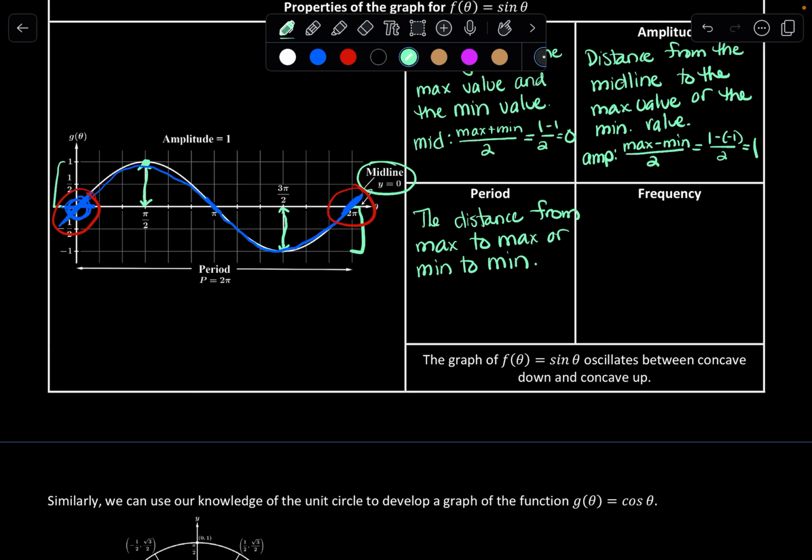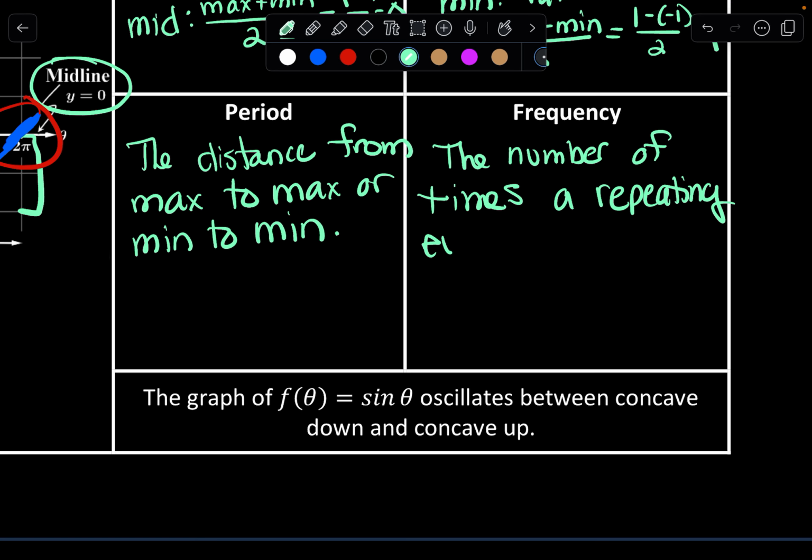Your frequency, that is going to be the number of times a repeating event occurs per unit of time.